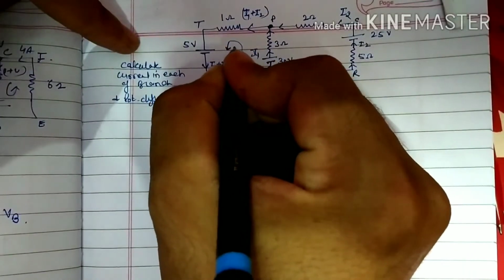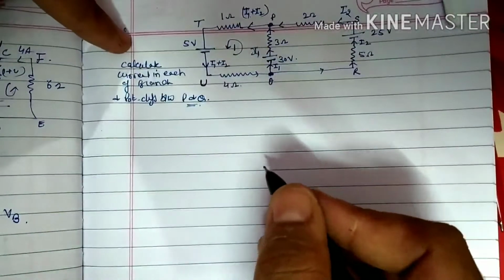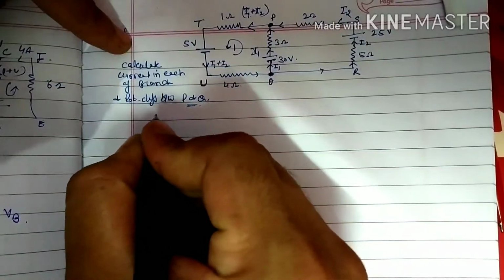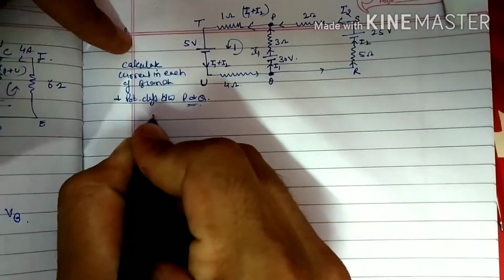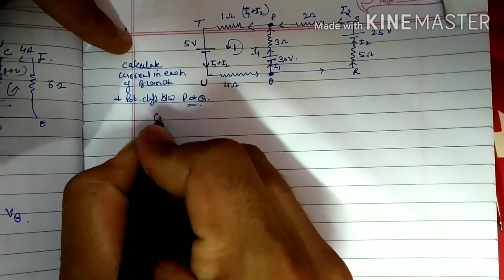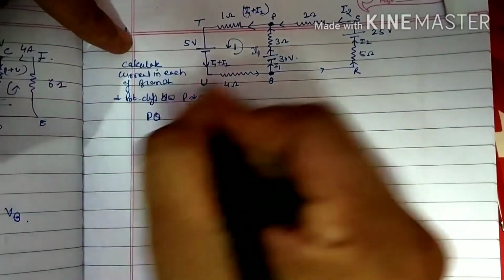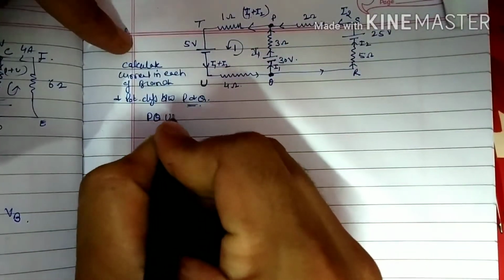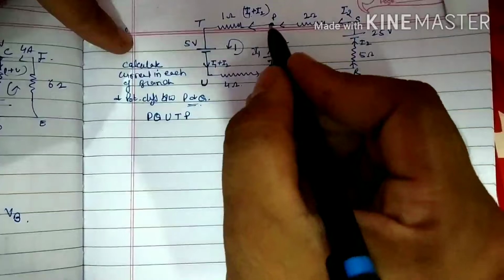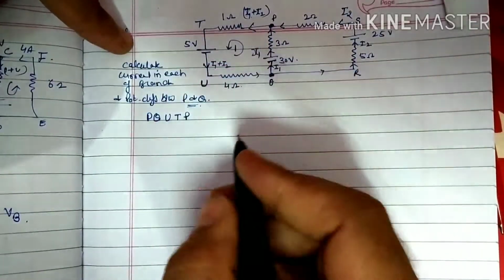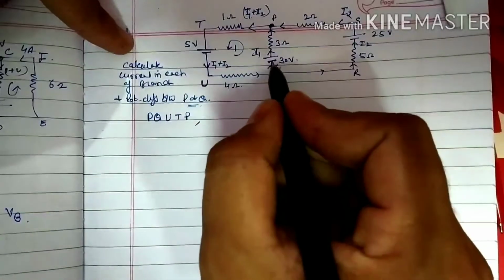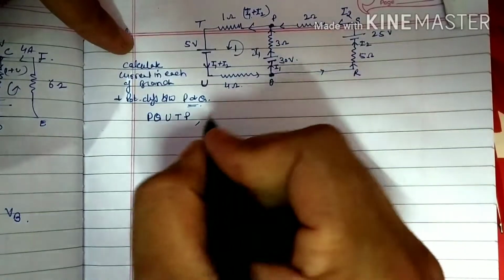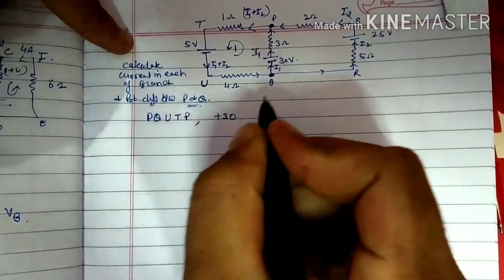So now take the loop, I will take this loop. This is my first loop, anti-clockwise will move. So in loop we'll take P, Q, U, T and P, and I'm going to start from this cell. So here plus 30.